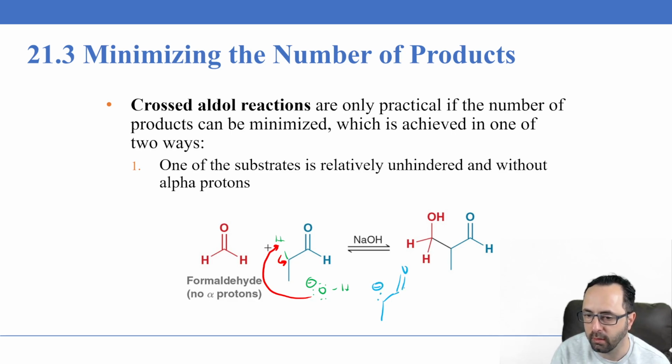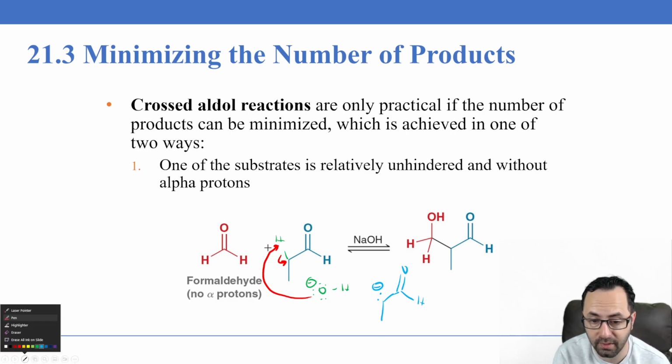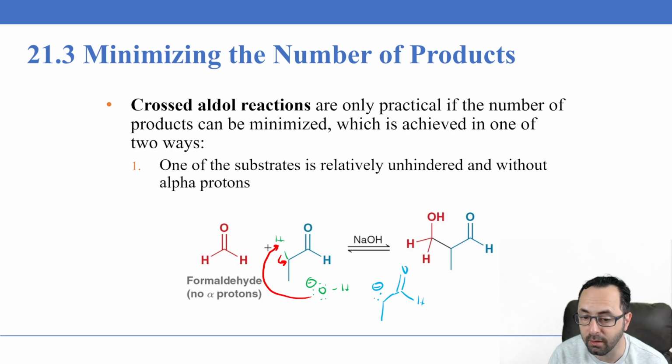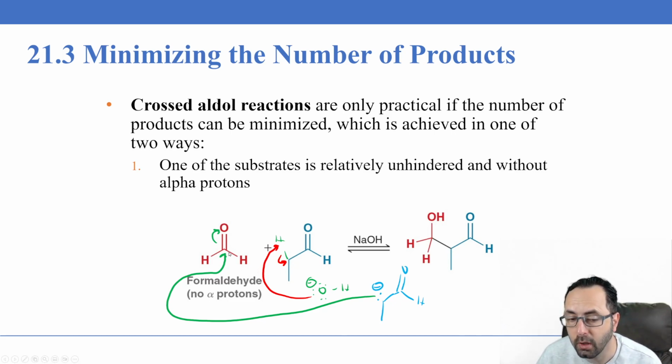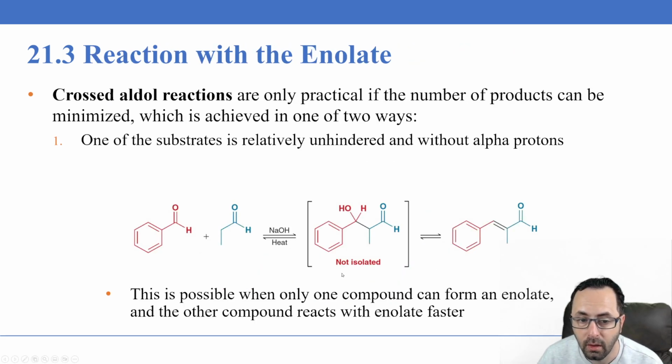Although your book often draws it in the other fashion with the negative charge on the oxygen, because the negative charge spends most of its time on the oxygen due to its greater electronegativity. But at that point, we can have the nucleophilic attack right here, and then we'll have the formation of this alkoxide ion, which is ultimately protonated by water to produce our beta hydroxy aldehyde here. And so given that there are no alpha protons in the formaldehyde, we can do a cross-Aldol reaction with formaldehyde without any issues. The alternative, as I mentioned, is benzaldehyde.